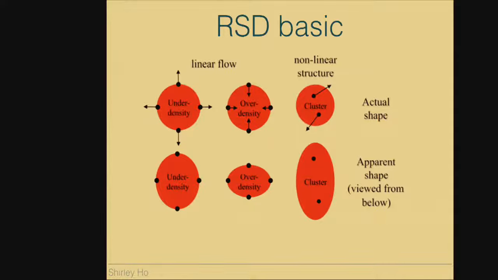And the nonlinear structure, such as the clusters, you actually see that it's moving randomly. So the outer boundary looks like it's elongated. Of course, there are things that move out, but there are also things that move in because it's random, right? But the ones moving out will actually stand out, because the stuff moving in just has all this other stuff around. Okay, so the boundary itself will look elongated. That's what they call the finger of God.